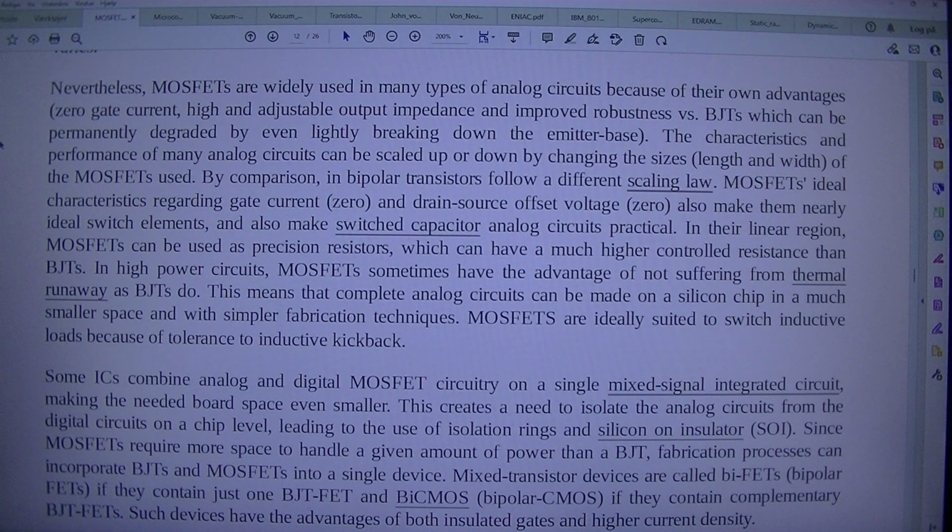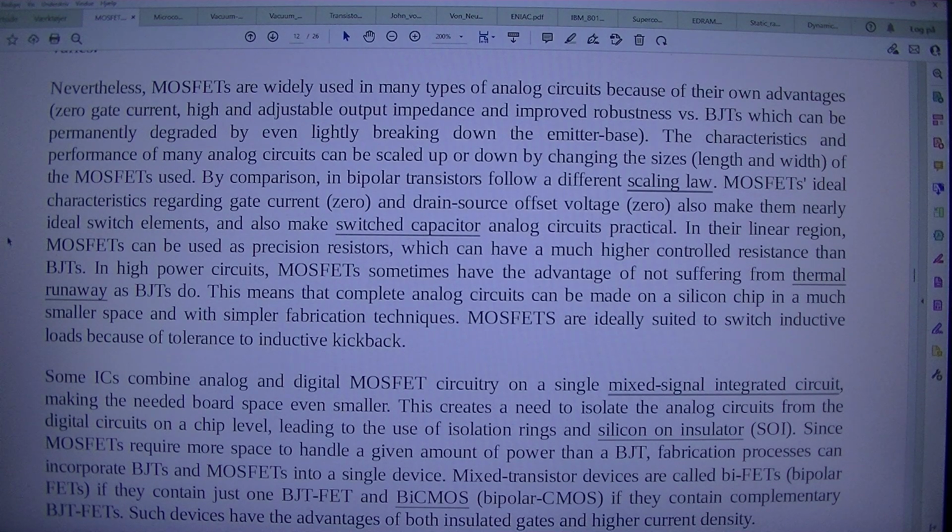emitter base. The characteristics and performance of many analog circuits can be scaled up or down by changing the sizes, length and width of MOSFETs used. By comparison, bipolar transistors follow a different scaling law. MOSFETs' ideal characteristics regarding gate current, zero, and drain source offset voltage, zero, also make them near ideal switch elements, and also make switched capacitor analog circuits practical.